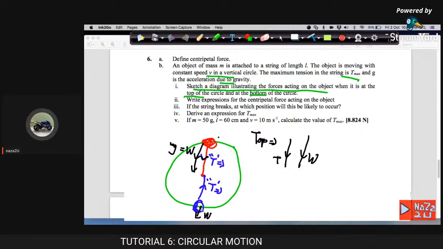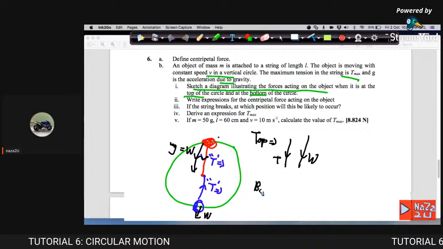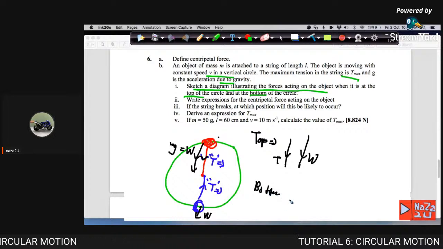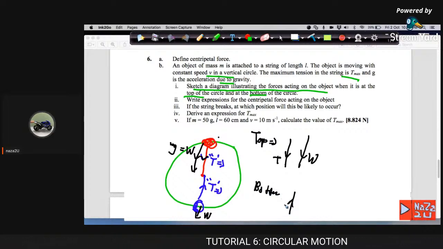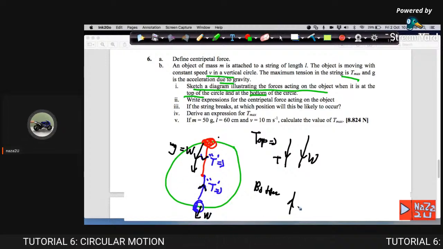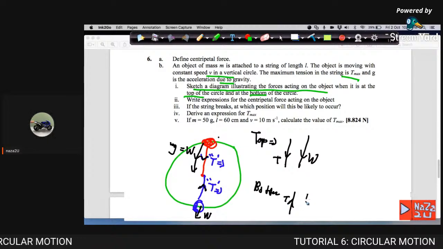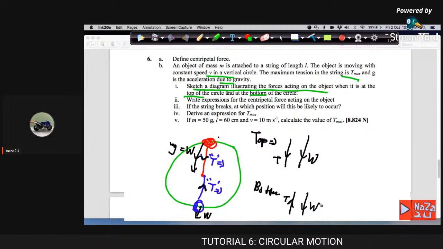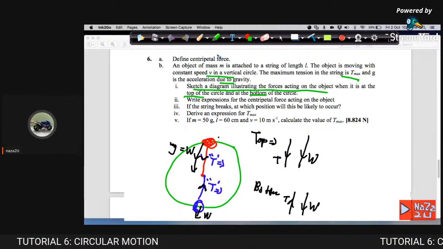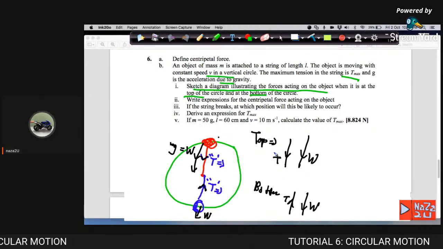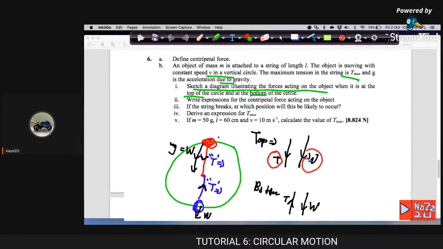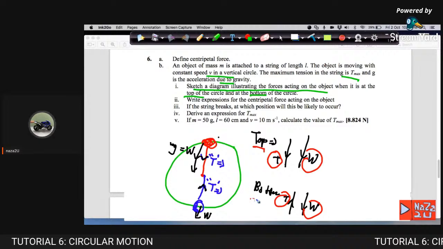And at the bottom, the direction of the string is upward because ketegangan tali ke atas. This is T, upward, but the weight force direction is downward. Okay, so this is how you can relate between the tension of the string and the weight force if the object is at the top and at the bottom.